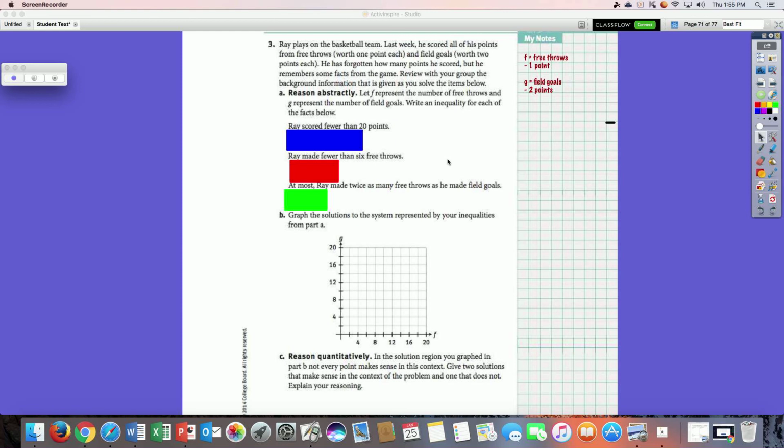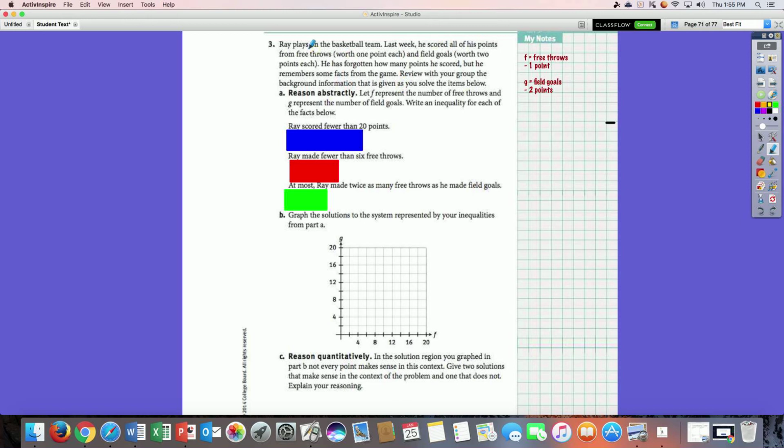Okay, so we're looking at problem number 3 on page 279. Ray plays on the basketball team. Last week he scored all of his points from free throws, worth 1 point each, and field goals, worth 2 points each. He has forgotten how many points he scored, but he remembers some facts from the game. I'm going to go ahead and underline some of that important information because that's best practice.